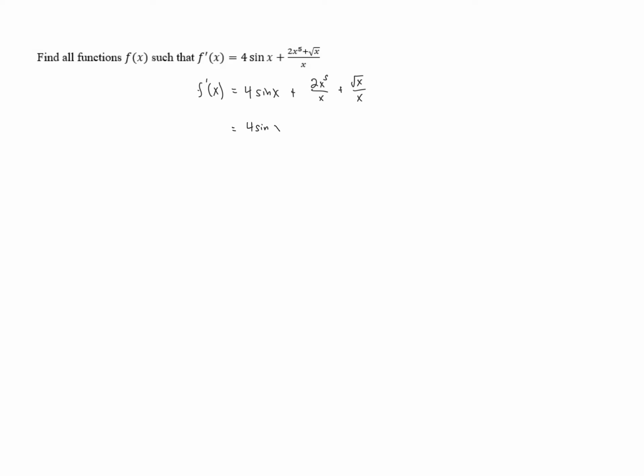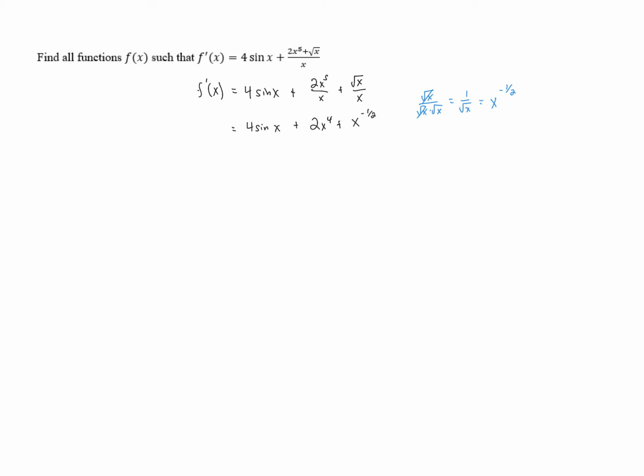We're going to keep our 4 sine of x. And then here, 2x to the fifth divided by x is just 2x to the fourth. And then we can look at this last one, the square root of x over x. There's different ways of thinking about this, but we know that x is the square root of x times the square root of x. So if we write it like that, we can actually cancel out a square root of x and write this as 1 over root x. And that's the same as x to the negative 1/2. Negative because it's in the denominator and 1/2 because it's a square root. So this is the same as x to the negative 1/2.